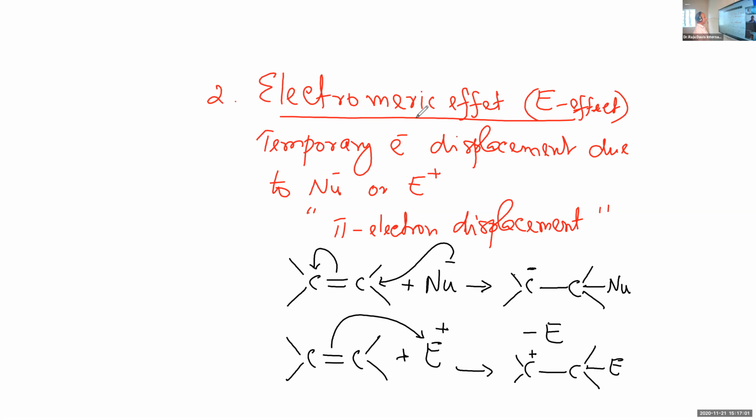And such a change is called electron shifting. That is called the electromeric effect or E effect. It's only a temporary change, and that's due to the requirement of the approaching reagents, maybe a nucleophile or an electrophile.